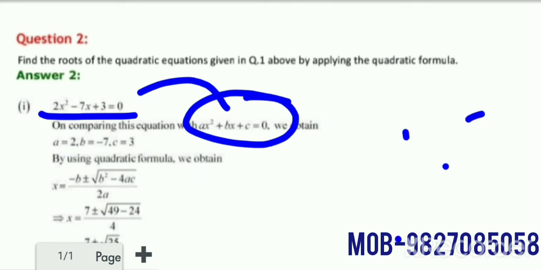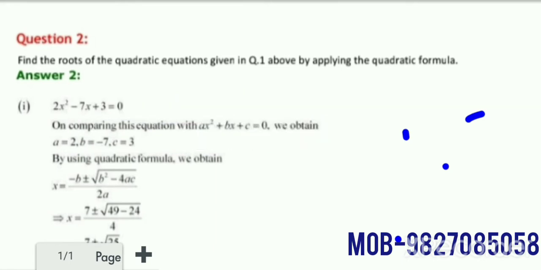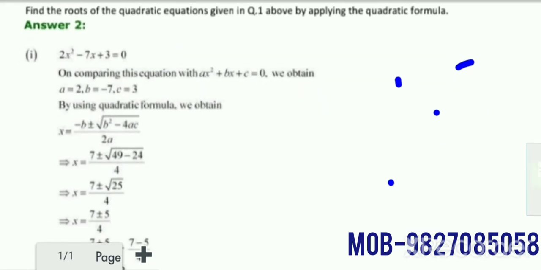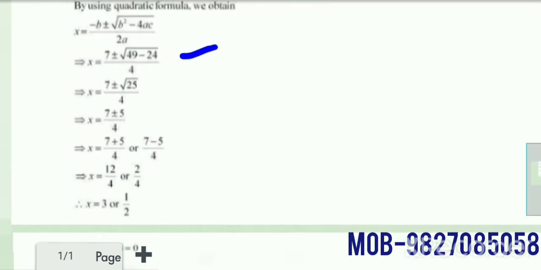So we got easily x is equal to minus b plus minus root of b square minus 4ac. Put the values, so we get these equations and solve for x. So we got the value of x is equal to 7 plus minus 5 by 4. Firstly we have to take a plus sign, and after that we have to take minus sign. So we got the value of x equal to 3 or 1 by 2. That is using the quadratic formula.